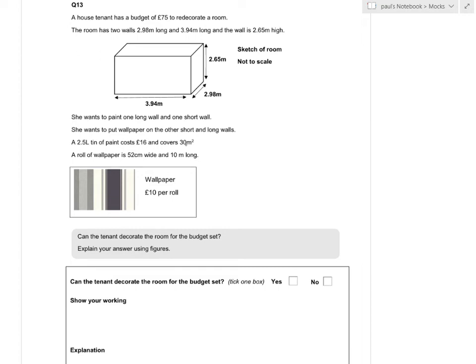She wants to put wallpaper on the other short and long wall. Alright, so 2 walls are going to be paint. Right, so paint is, we've got a 3.94 times 2.65 and a 2.98 times 2.65. So these are the 2 walls.